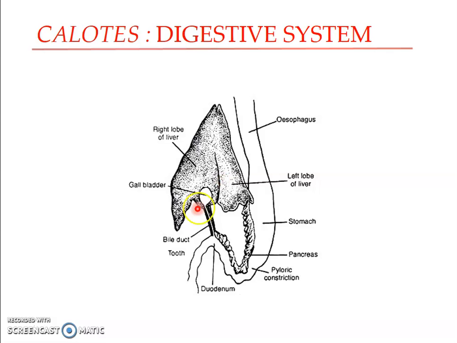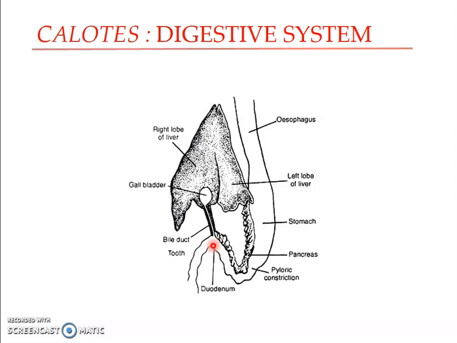The gallbladder, as you can see, is a small rounded sac lying in the cleft of the lower margin of the right lobe of the liver, and it acts as a reservoir for bile that is secreted by the liver cells. The bile duct from the right liver lobe opens into the duodenum, the upper part of the duodenum here.